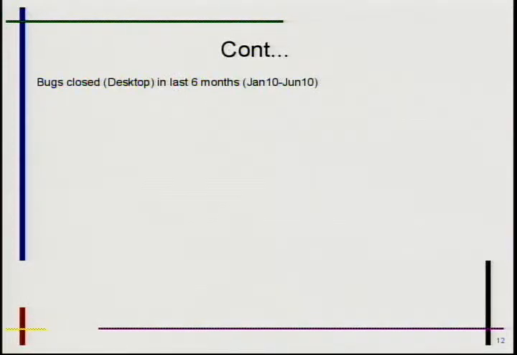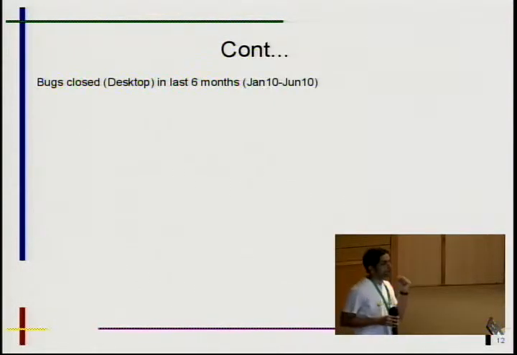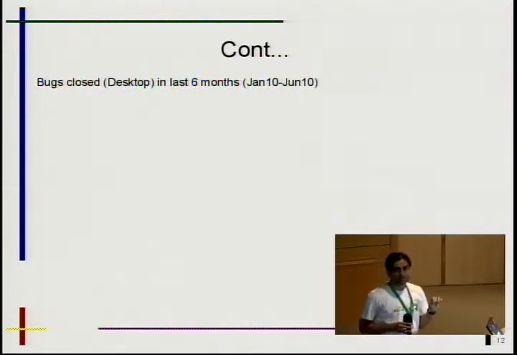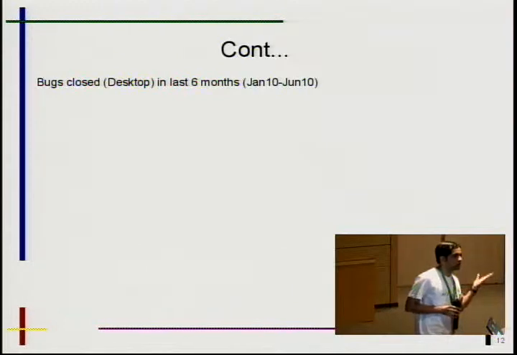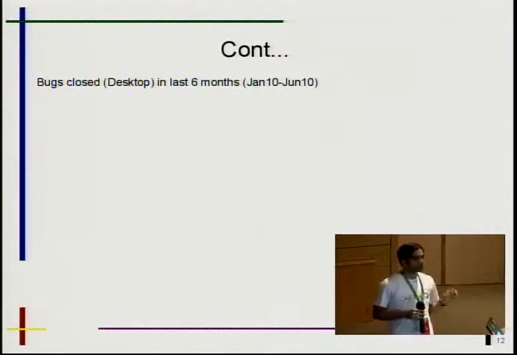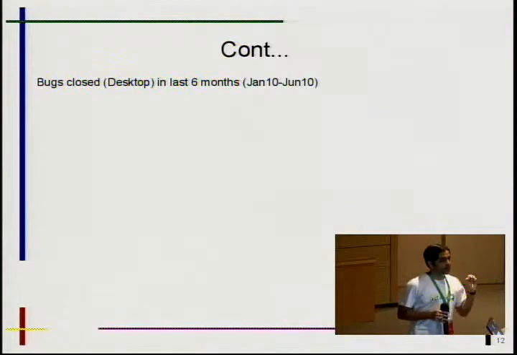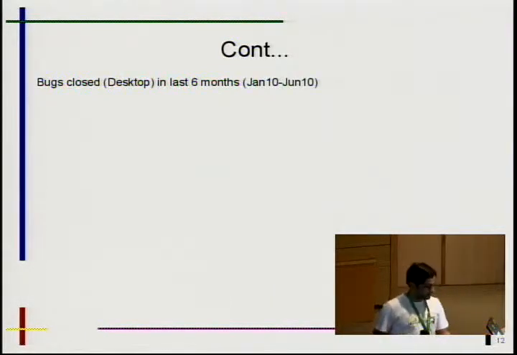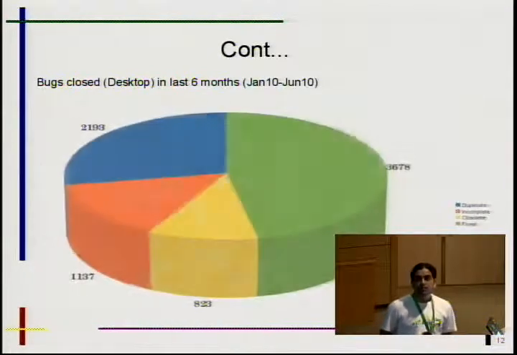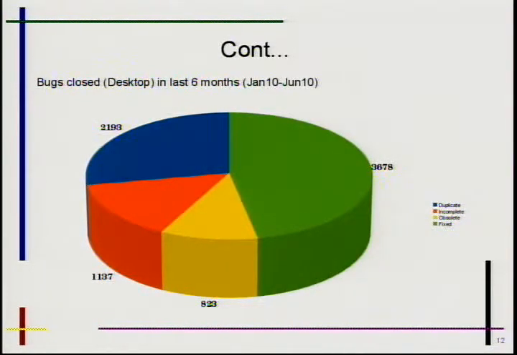Moving ahead, the last graph showed only the new incoming bugs. This graph shows the status of 6 months against desktop, but it doesn't care whether the bug was newly filed or an old one, maybe from 2 years or 4 years back. This graph shows the number of bugs which were acted upon, which were marked, or whose status has been changed. If we look at the graph, I have considered only duplicate, incomplete, obsolete and fixed. I have removed the other fields, which are invalid, not GNOME, or not a bug.